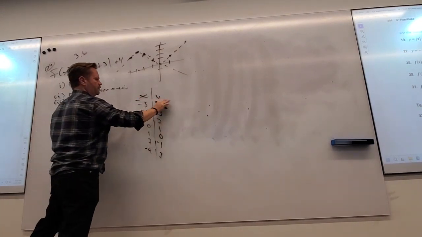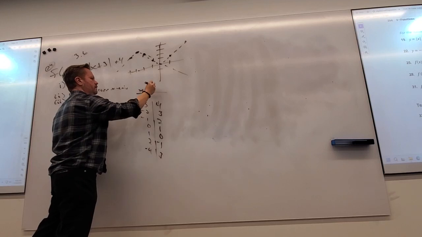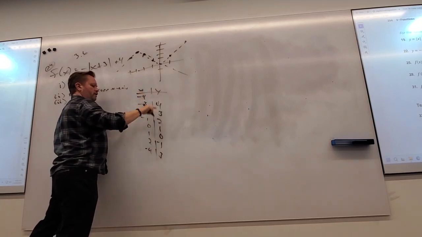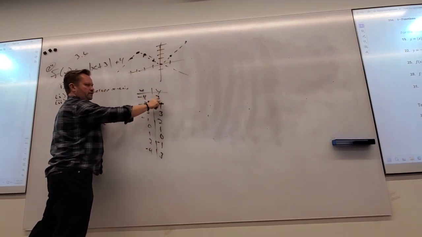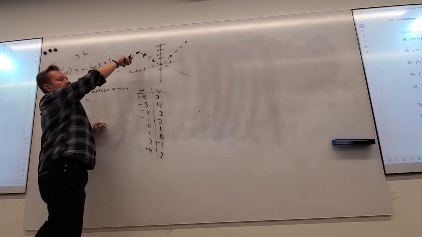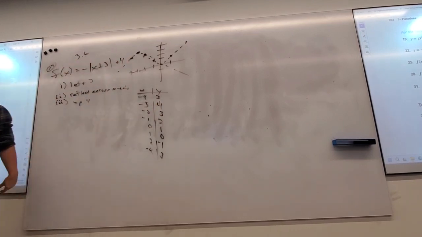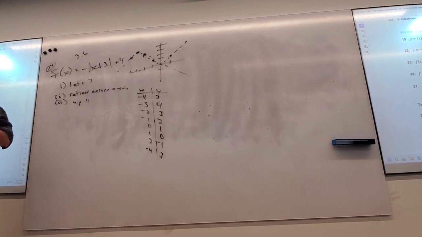In fact, if I put it up here, it might be easier to see. If I put -4 here, and the output is 3, do you see how it turns at -3? Exactly what we see when we apply transformations. It's exactly the same thing that happened in number 15.